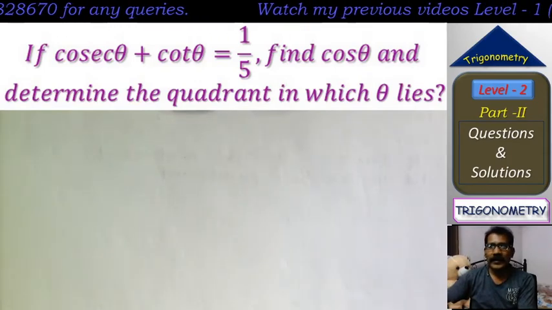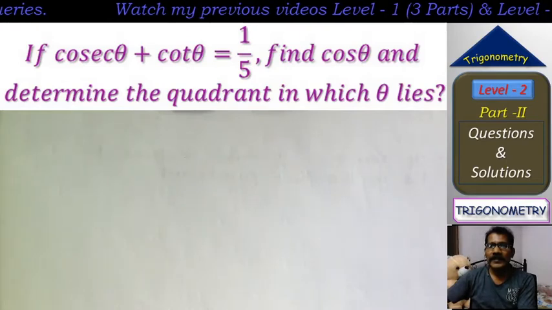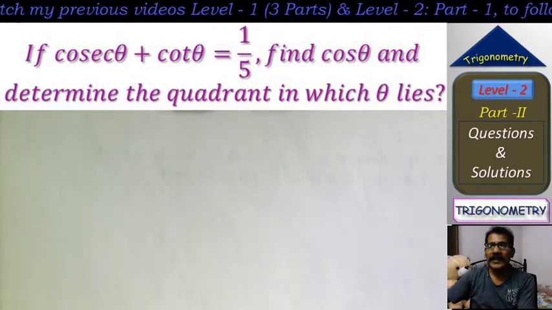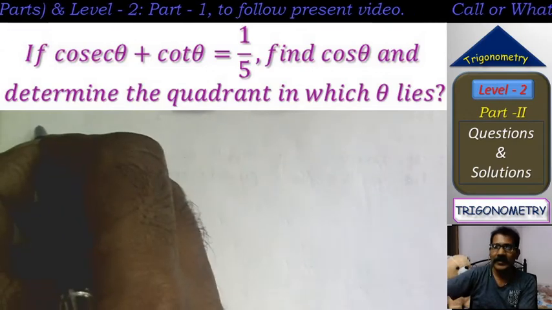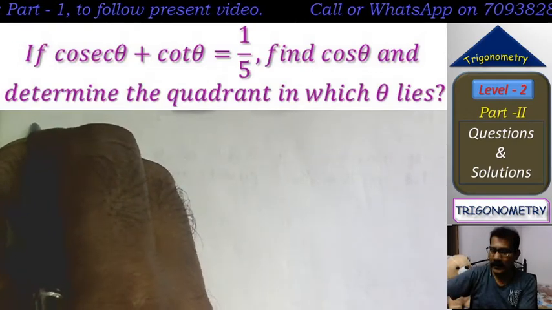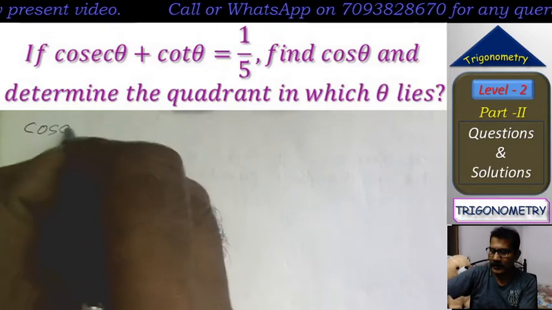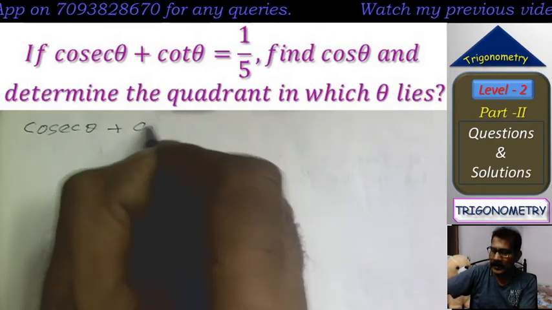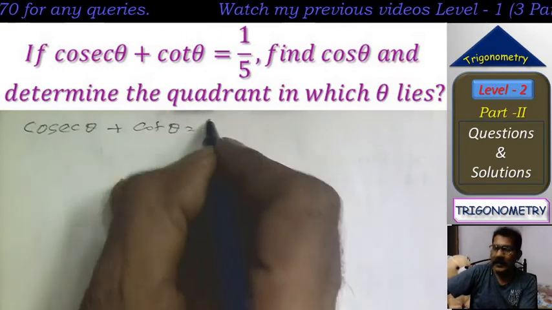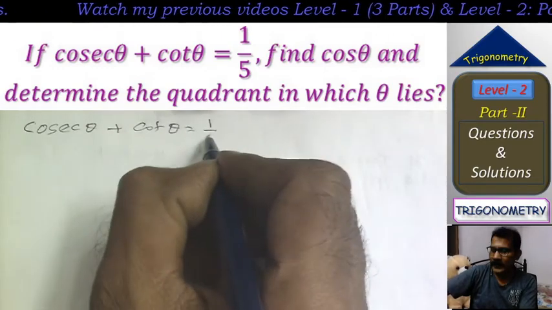Here we go with question 2. In the question it is given cosecant theta plus cot theta equal to 1 by 5. So let me write the given information. It is given cosecant theta plus cot theta is equal to 1 divided by 5.